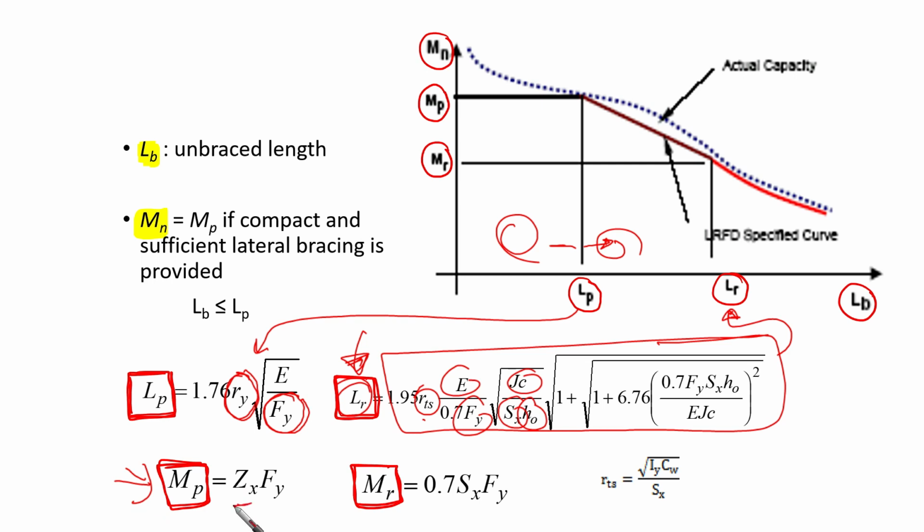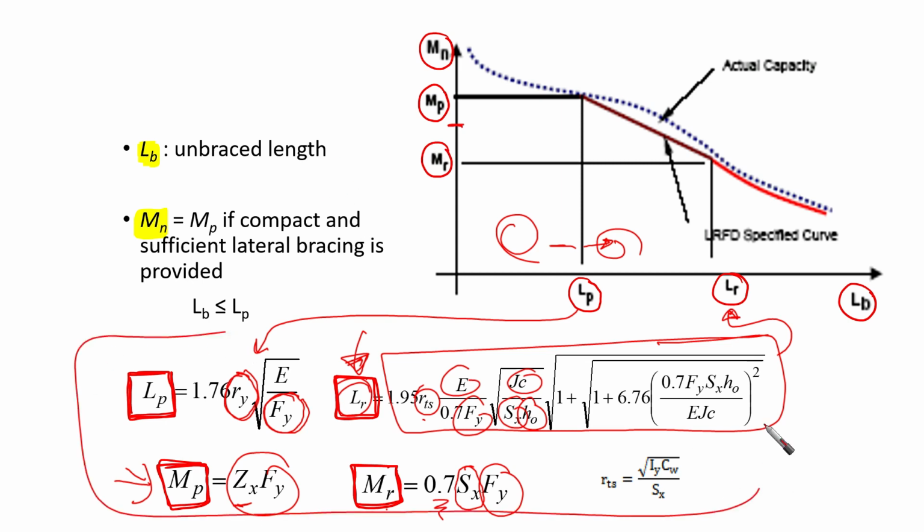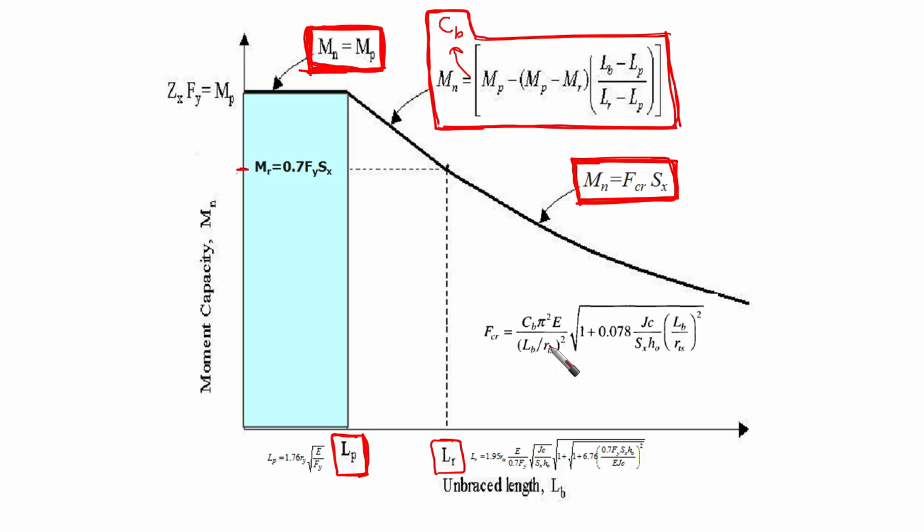It is Zx times F yield, and MR is the proportional limit. It is going to have Sx times F yield, 0.7 of it. And this is MR. So we are expecting M yield to be here, for example. Okay, so this is the definition of whatever you are going to see for LP and LR.